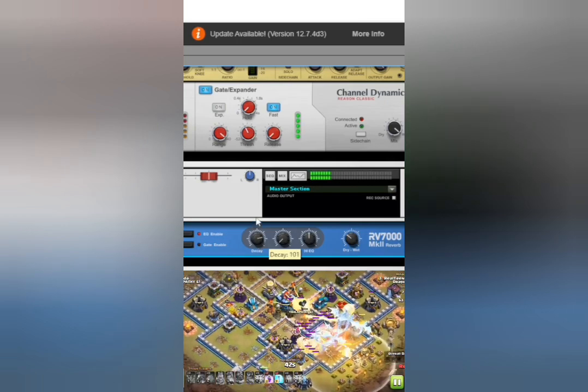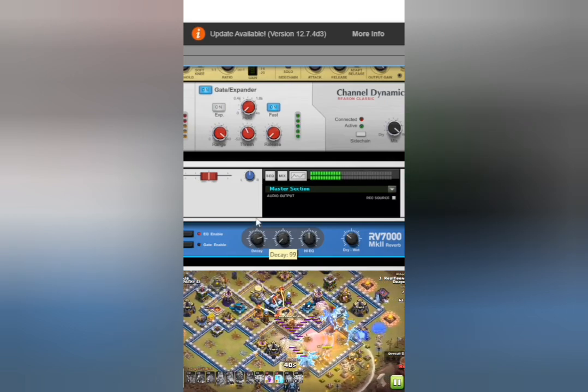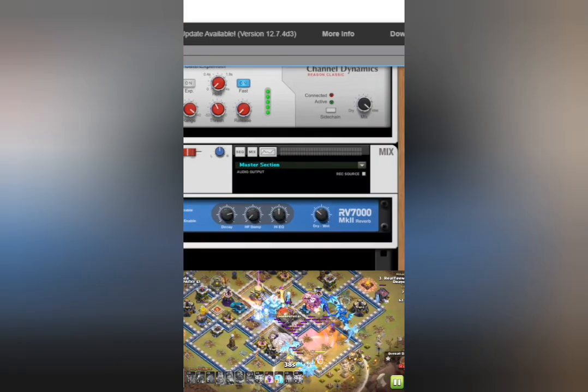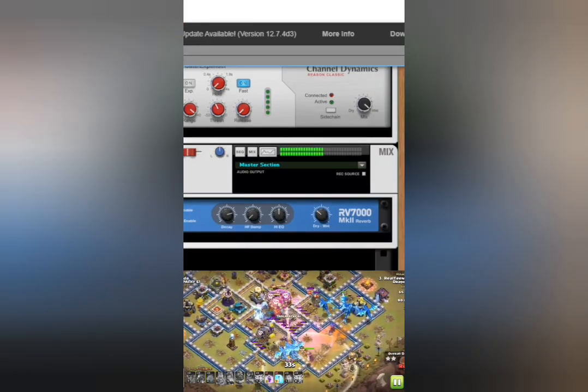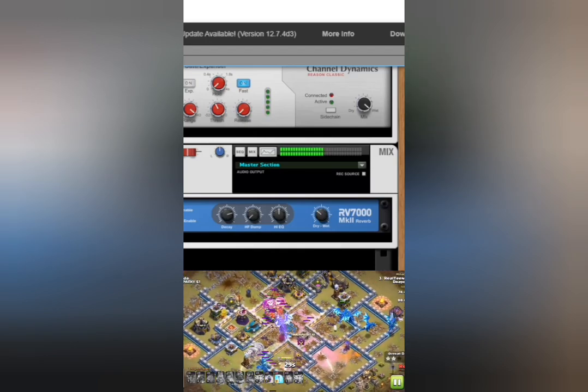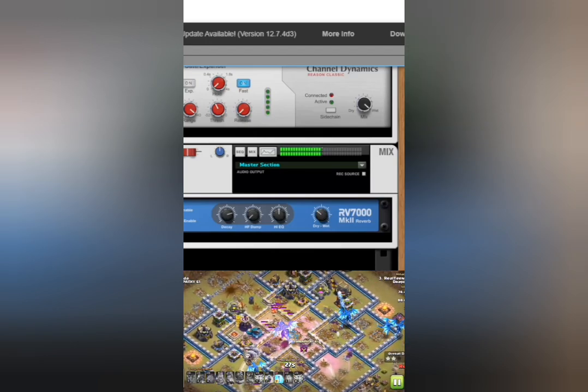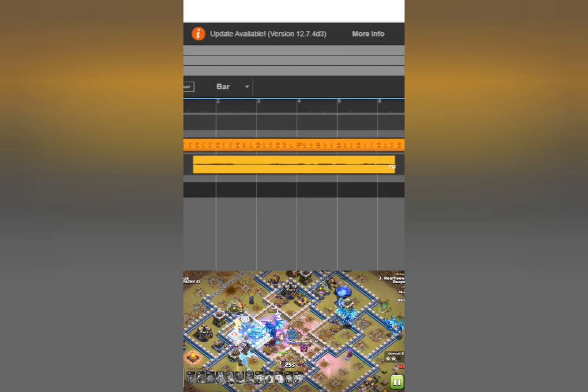Hear the difference? So now if we play it back, that dead space is gone. Add the rest of our effects and here's what it sounds like.